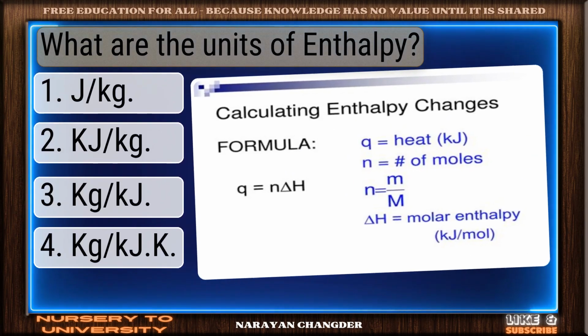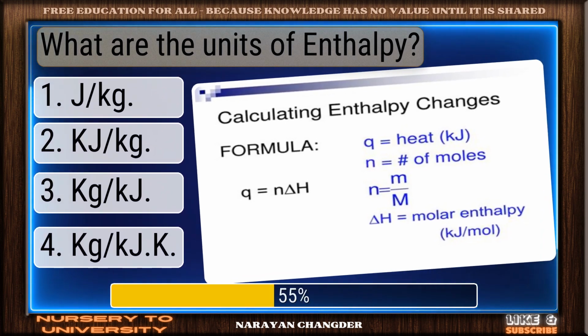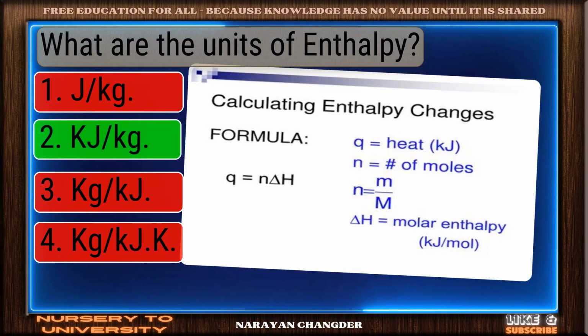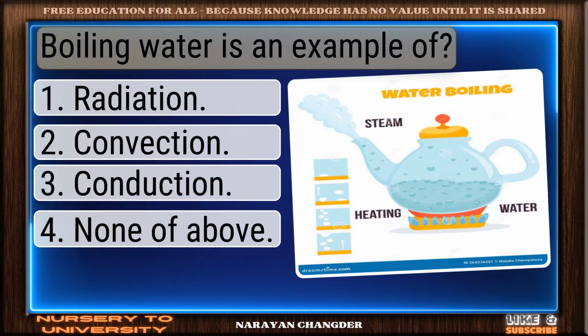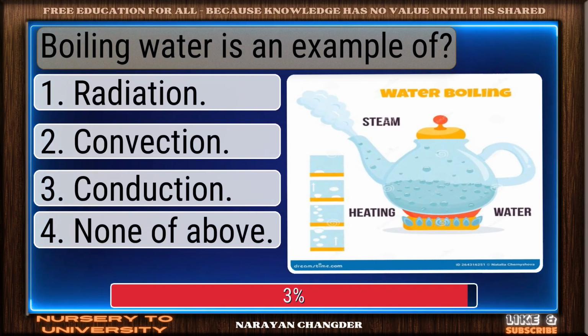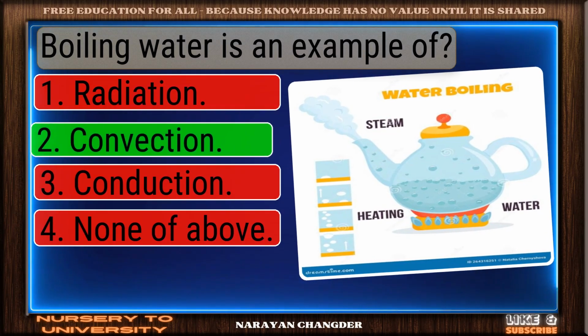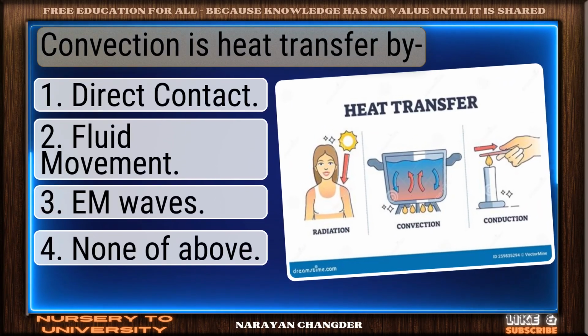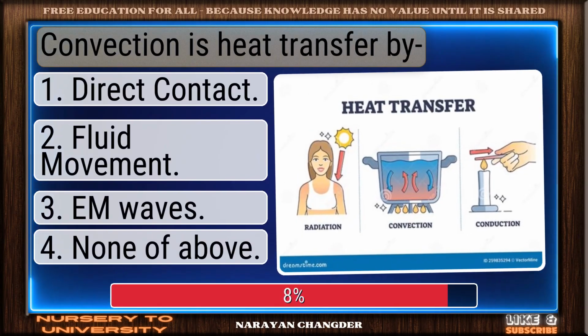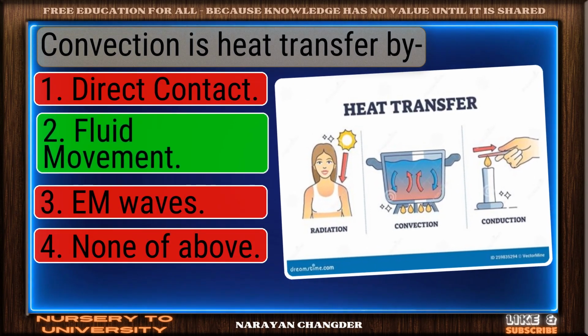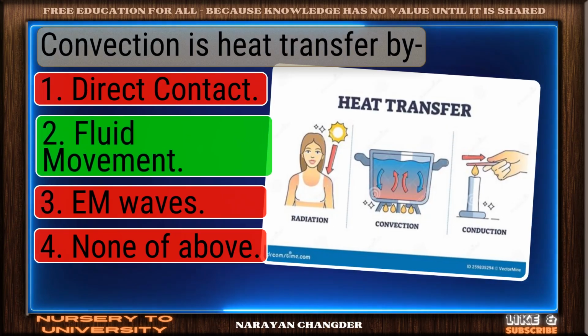What are the units of enthalpy? Solid response. Kilojoules is a valid choice. Boiling water is an example of. Valid point. Convection is true. Convection is heat transfer by. On track. Fluid movement is the correct answer.